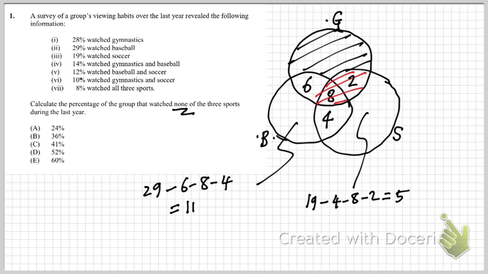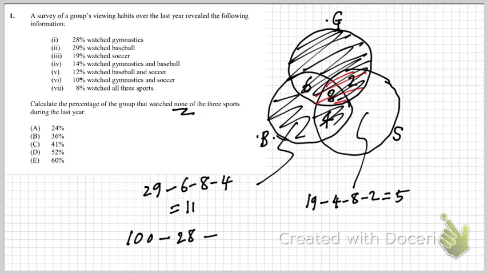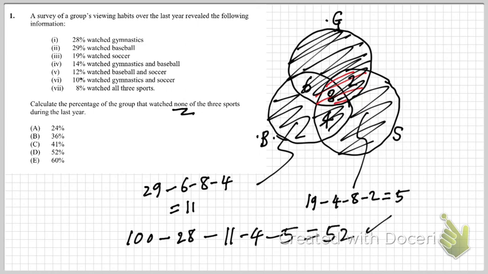Well, I know that the total has to add up to 100, and I have to subtract the whole of gymnastics, that's this portion here, and then I subtract this guy and this guy, which is 11 and minus 4, and this portion, which is 5, and the answer is 52, D.